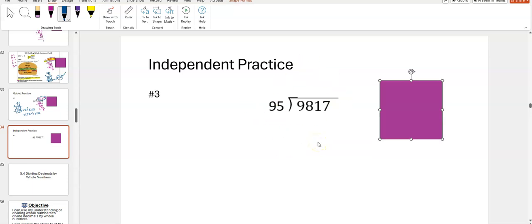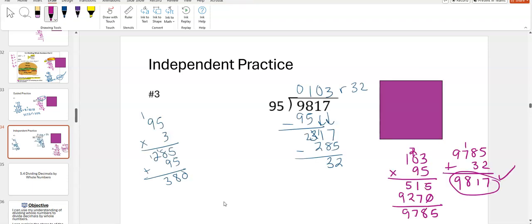So go ahead and pause the video, do this one and check it, and then come back and see if you got it right. Did you get 103 remainder 32?